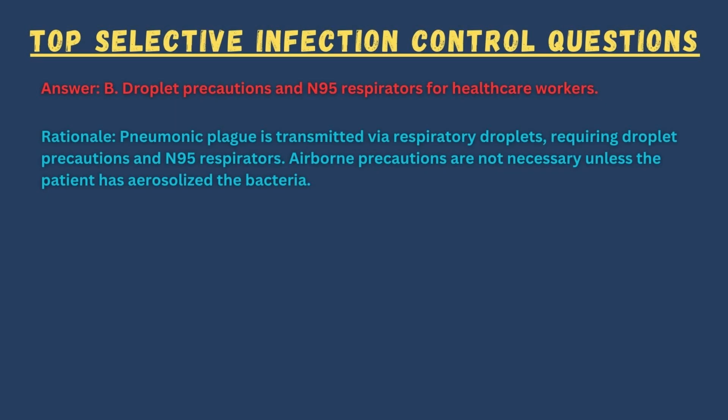Answer: B. Droplet precautions and N95 respirators for healthcare workers. Rationale: pneumonic plague is transmitted via respiratory droplets, requiring droplet precautions and N95 respirators. Airborne precautions are not necessary unless the patient has aerosolized the bacteria.